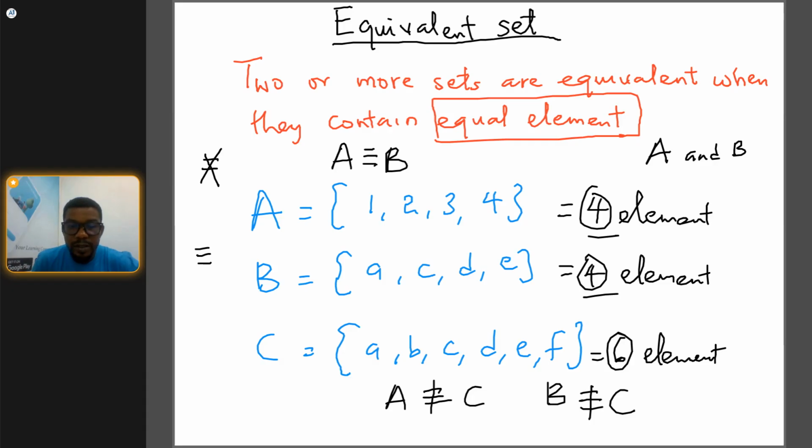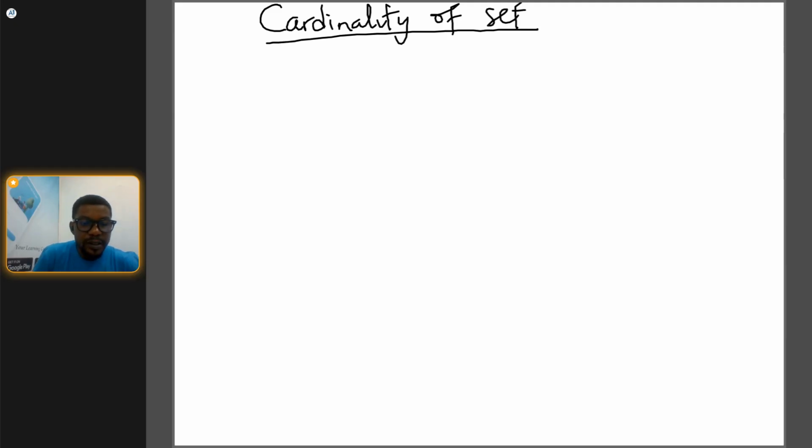On sets, we are still treating some terminologies. So let's move on to the next one. We call it the cardinality of a set. Okay, permit me to clean the board. All right, so let's consider what the cardinality of a set is.